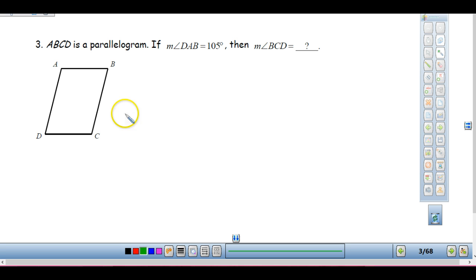Okay. Number 3, we know opposite sides are congruent, so we also are going to know that opposite angles are congruent. So it says DAB is 105, therefore we know that BCD, the one opposite from it, is also going to be 105 degrees.